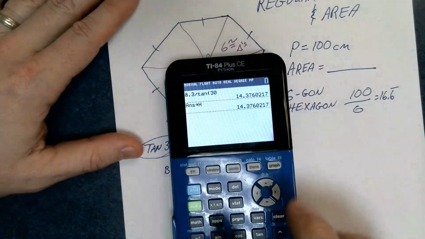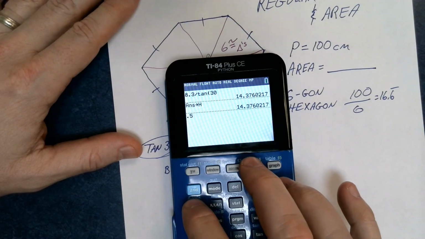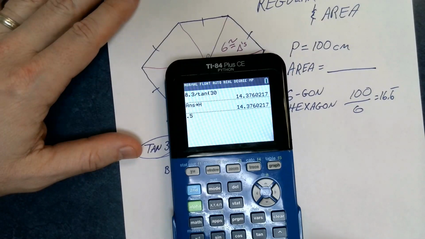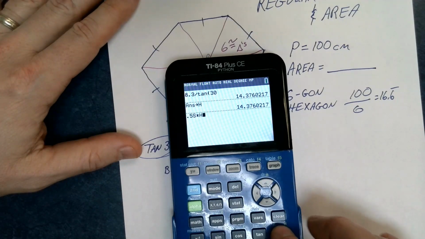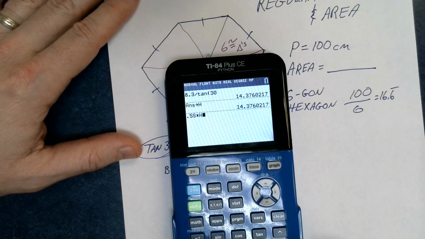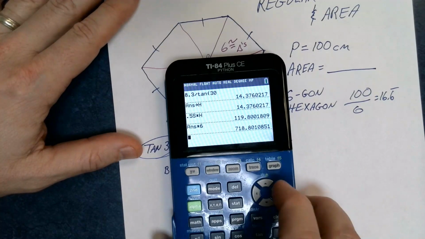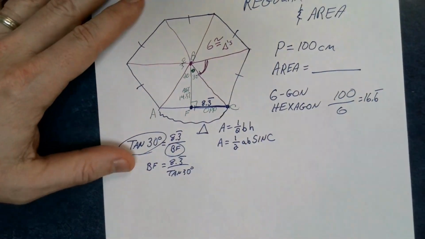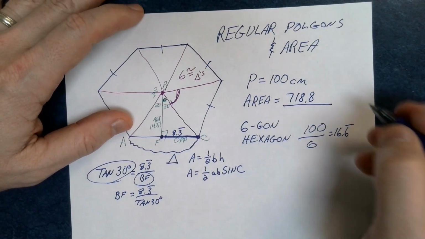So here we go. So 1/2, or 0.5, times alpha S for that side length, which is my base, times alpha H, which was my height there, and I get that. And that's the area of one of the triangles, and I multiply that by 6, and I get an area of the whole shape of 718.8.